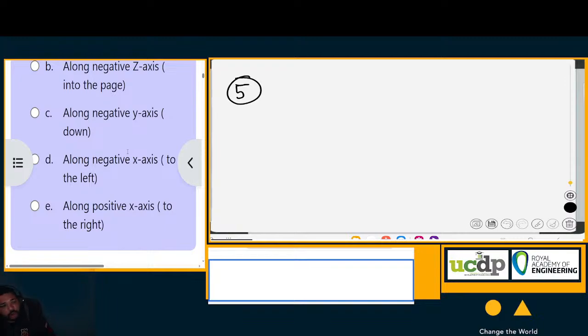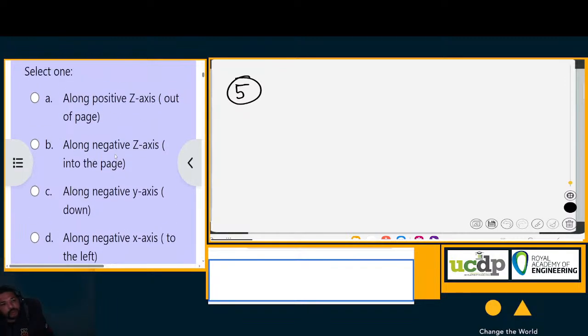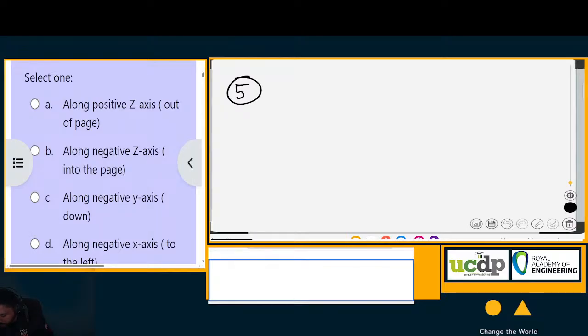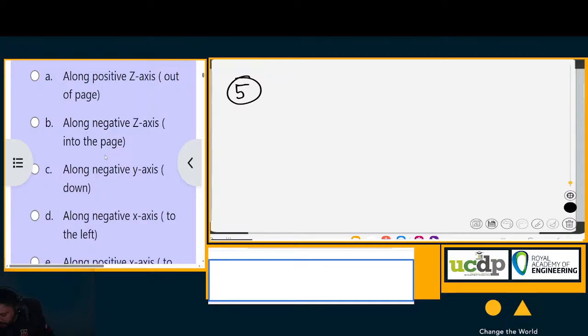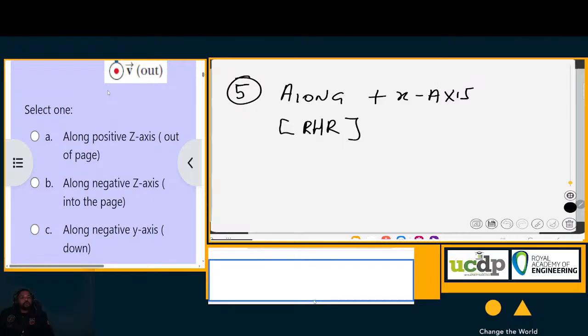So if the force is upward and the velocity is out of the page, then the magnetic field is along the positive x-axis. And what did we use to determine that? It's the right hand rule. And you could try it. Just point, you could try the right hand rule.